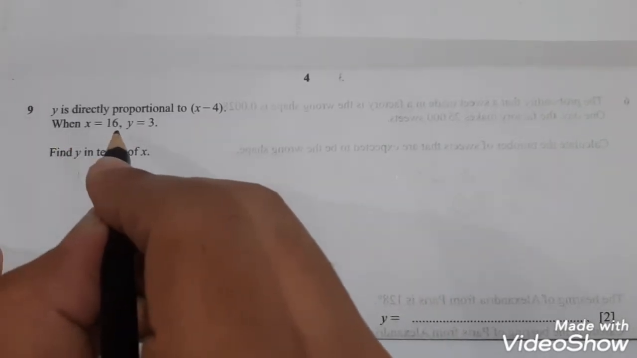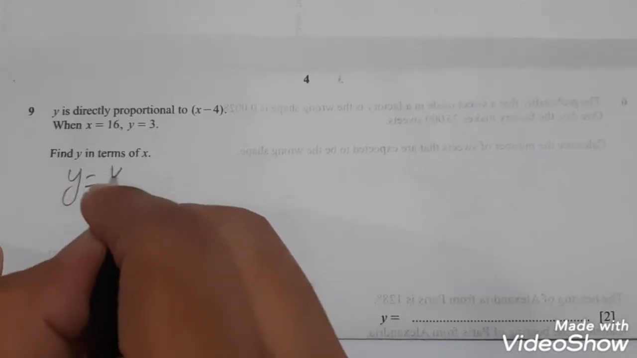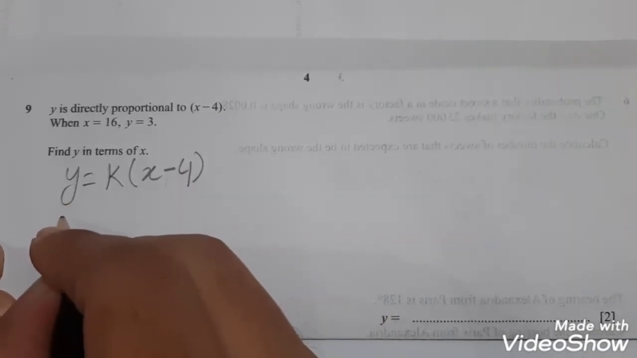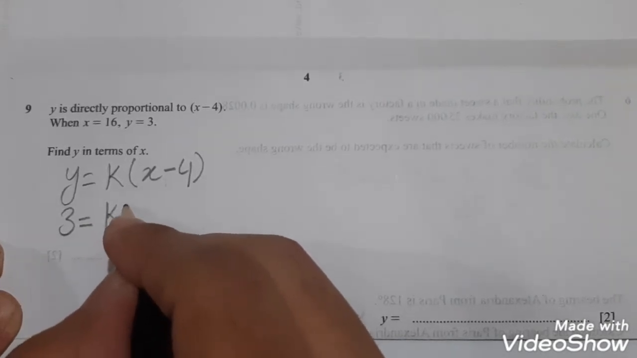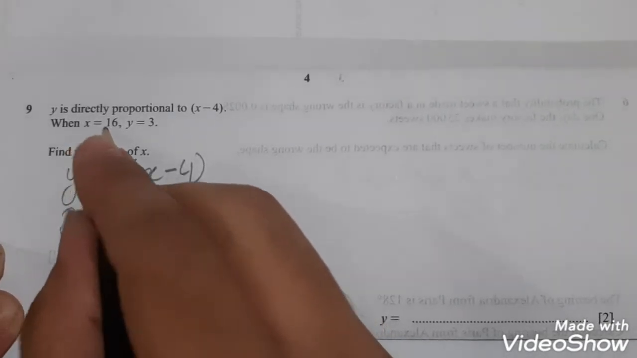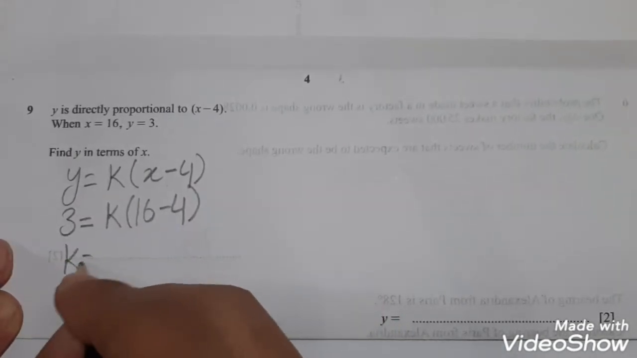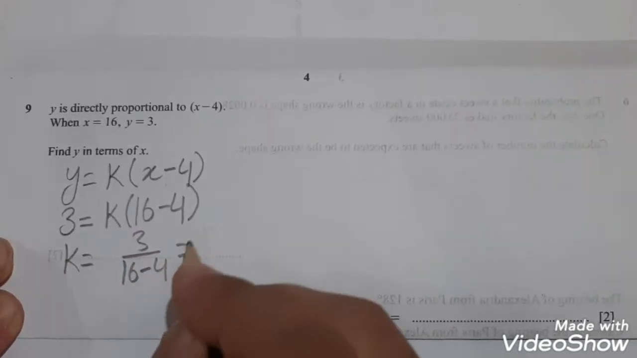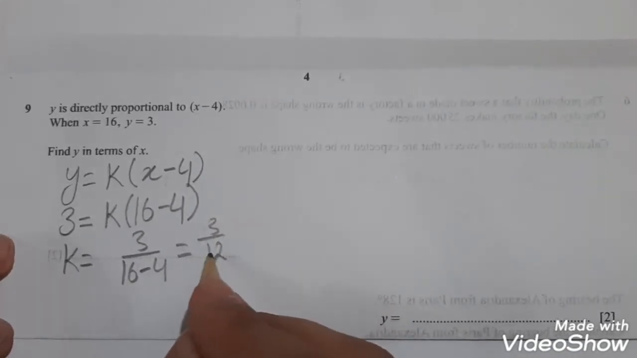Question 9 states y is directly proportional to x minus 4. When x is equal to 16, y is equal to 3. So the formula of direct variation is y is equal to k multiplied by brackets open x minus 4. So the value of y is 3 is equal to, we don't know the value of k, so we'll mark it as k multiplied by, x, we have 16 minus 4 brackets closed. Then the value of k is equal to 3 divided by 16 minus 4, which will be 3 divided by 12. So the value of k is 3 over 12.